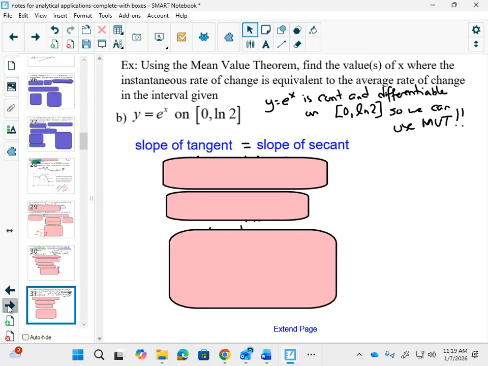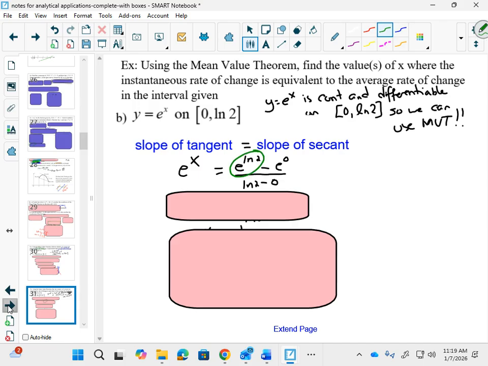And we want to make the slope of our tangent equal to the slope of our secant. Our tangent, that derivative, is just e to the x. And then we plug in natural log of 2 and plug in 0 and solve. Mental math. You remember the tricks for doing these? What's that equal to? I like how that came off my tongue. What is that equal to?